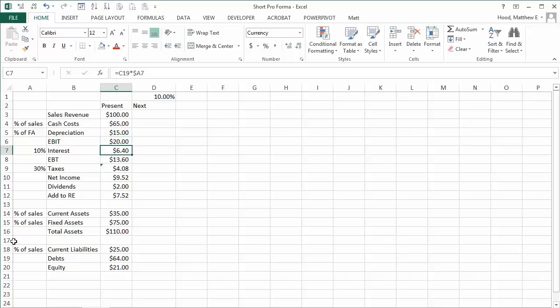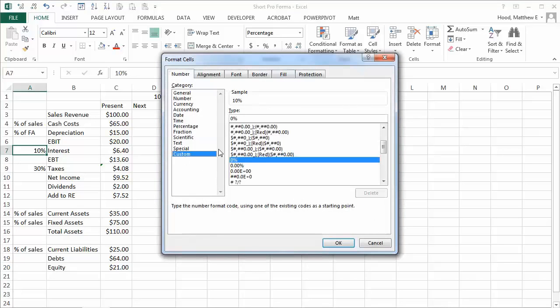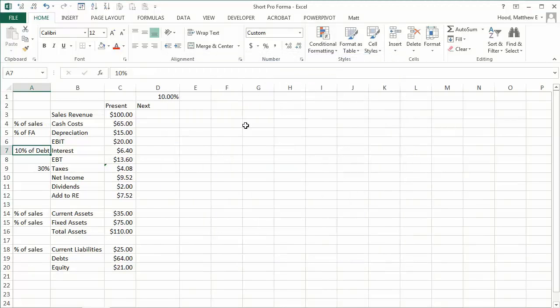I've assumed an interest rate of 10%, which I put over here, and I'm actually going to change the number format. Go over here to number, custom, 0%, and then put a quotation mark, space, of debt. Close the quotation mark. So now you can see that it says 10% of debt. Looks like words, but it's actually storing the number 10%, so I can multiply by it. So this is C19 times A7, and a $ sign for the A means that if I copy and paste this over here, it'll always multiply by this A column.